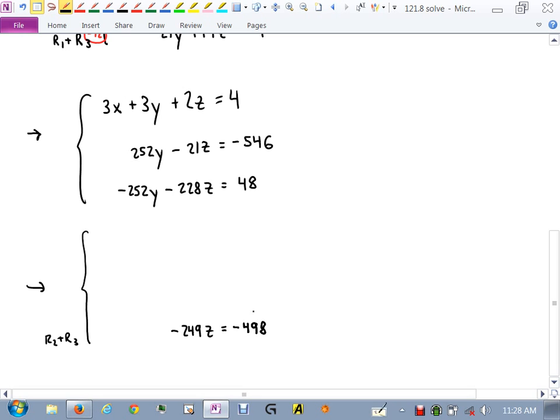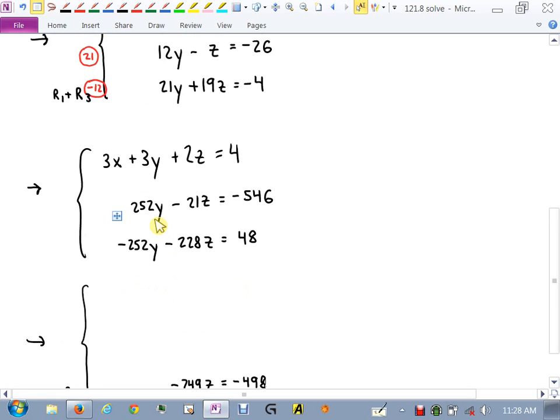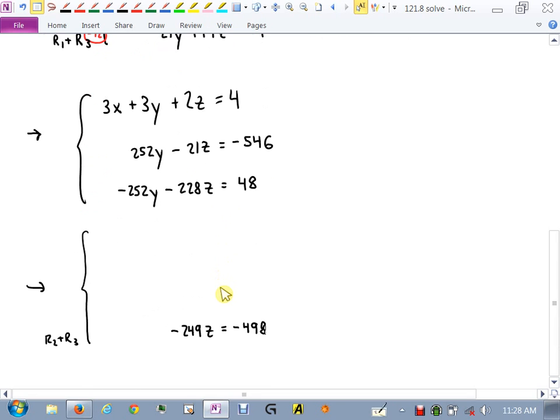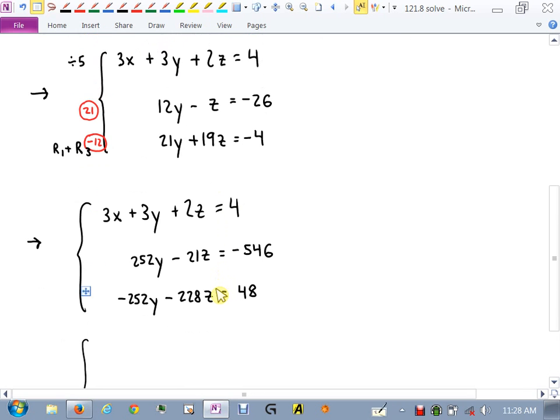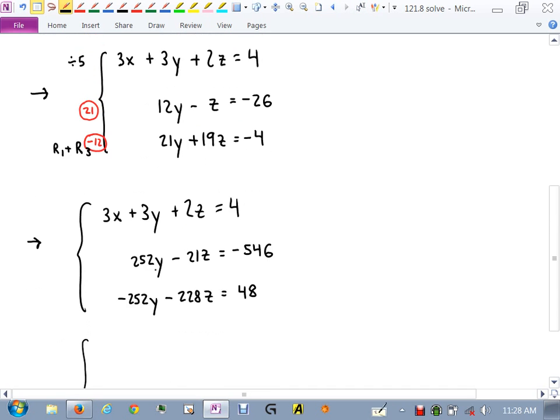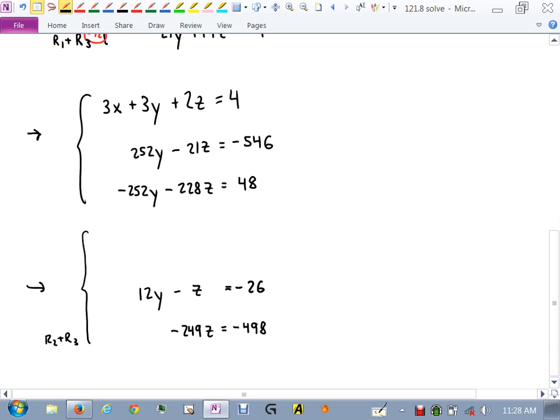Right? Now I have to put the other rows back in. So I need to replace the second row, or put the second row in. I could put this second row in, couldn't I? Or I could go back to the original second row right here. Yes. But I'm going to fill everything back in first. So is it all right if I come back and replace it with this one? So 12y minus z equals negative 26. And then my first row, I'm going to leave it alone. I get this.